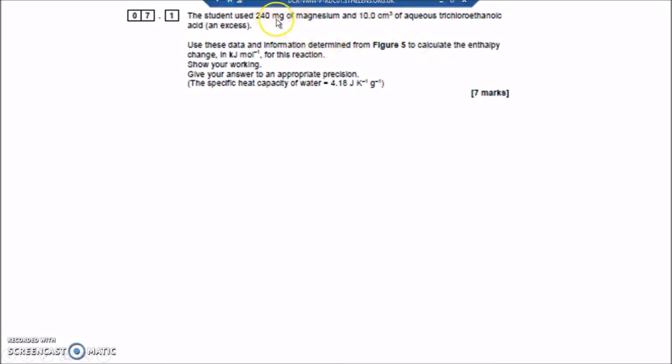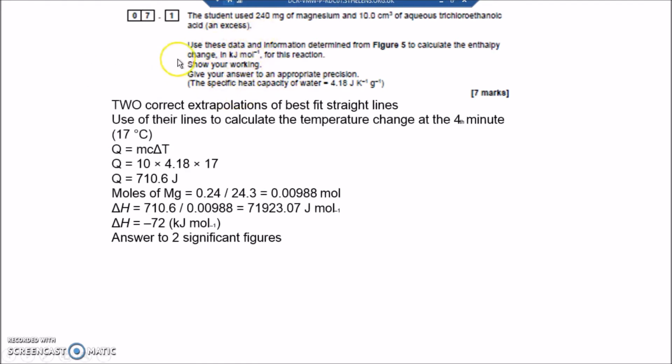The student used 240 milligrams of magnesium and 10 centimeters cubed of trichloroethanoic acid. Use this information to calculate the enthalpy change. Now, I've been given a specific heat capacity. The only reason that I've been given a specific heat capacity is to use Q equals minus MC delta T. Q is the heat change, the enthalpy change, sometimes known as delta H. So now, two extrapolations give a temperature change at the 4th minute of 17 degrees C. Q equals MC delta T. There should be a minus in front of that really. We can add the minus at the end.